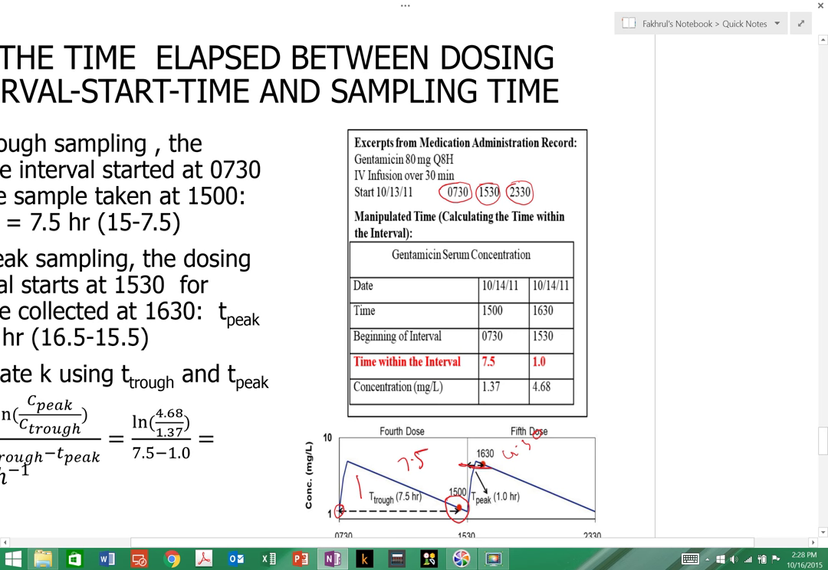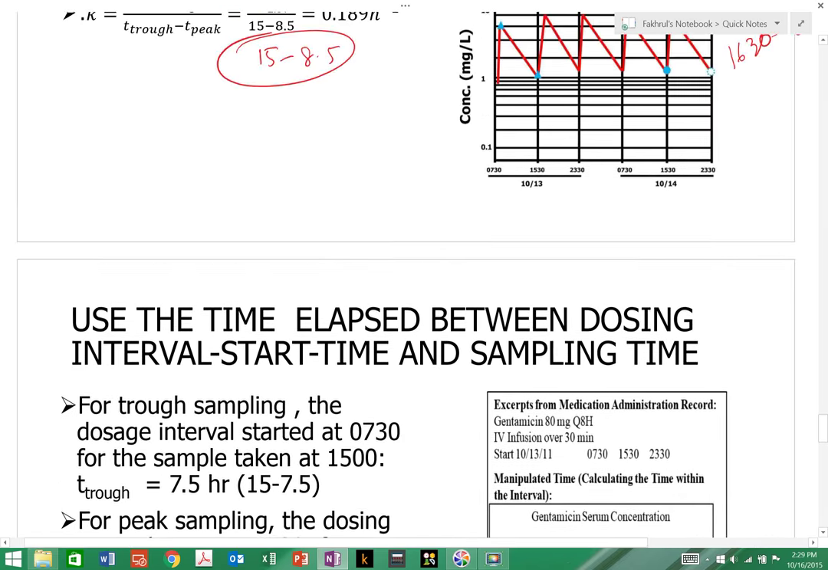And you know, this would be your first dose and this would be your second dose. So theoretically, you should take sampling between this time, but for convenience, we don't do that. So I think this helps. I think this is going to help you.